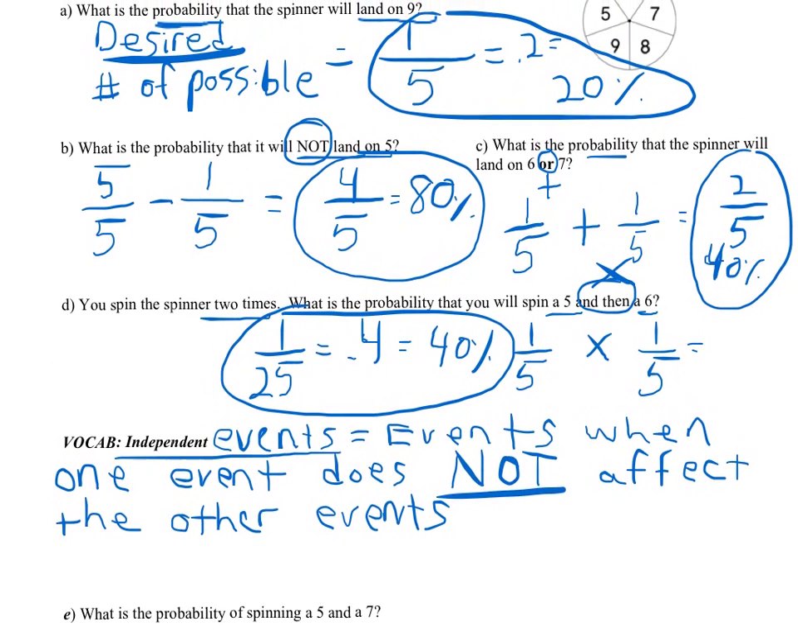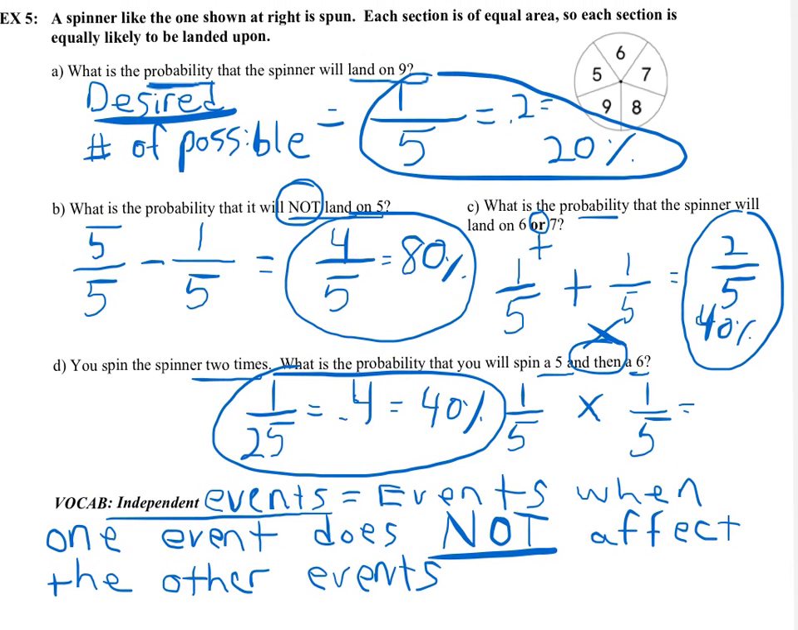All right. Now, let's go back up and look here. If we think about the spinner, if I spin the spinner one time, and then I said, hey, I'm going to spin it again, does my result of the first spin at all affect what my second spin is going to be? And the answer is no. The second spin is totally independent of what I get on the first spin.